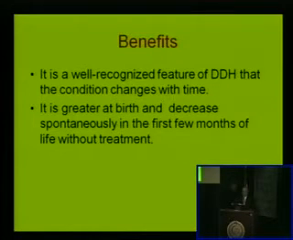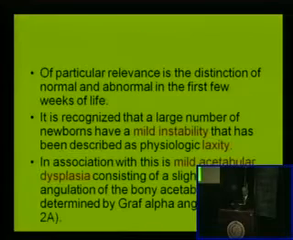It is greater at birth and decreases gradually in the first few months of life. So that means that the distinction between normal and abnormal in the first few weeks of life is important. A large number of newborns have mild instability that has been described as physiological laxity, and in addition there are cases of mild acetabular dysplasia. So in using Graf angles, you have some figures, some angles that will allow you to categorize this patient early in life, either as mild instability or laxity, or mild acetabular dysplasia, or subluxable or dislocatable joints.